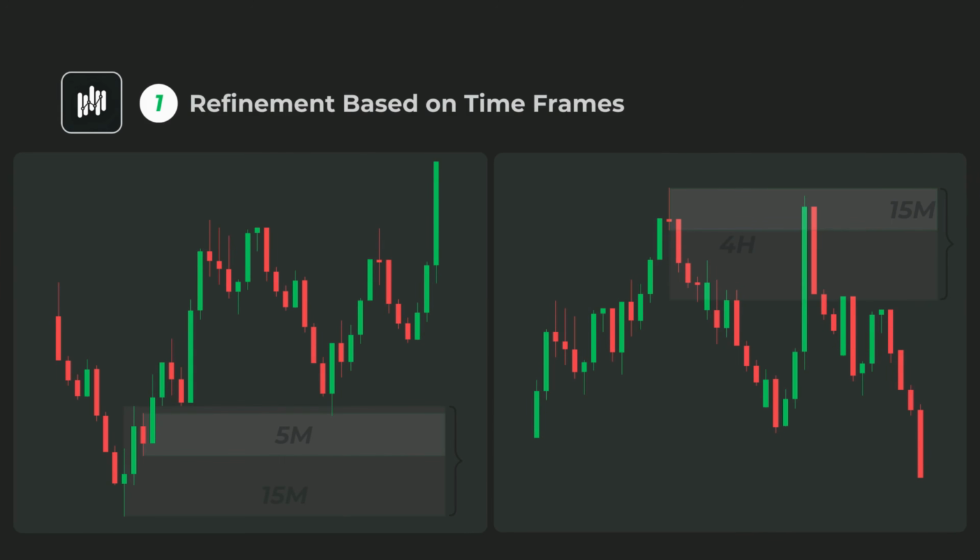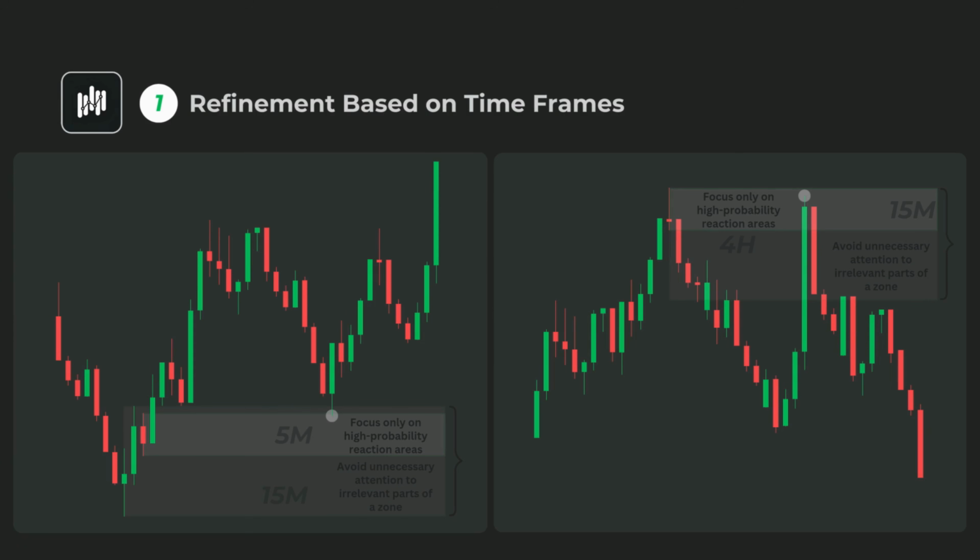This process is crucial because not all sections of a zone have the same strength or relevance. Some areas attract smart money and produce significant reactions, while others are less important. By refining zones based on time frames, you focus only on high-probability reaction areas. Understand where price is most likely to respond. Avoid unnecessary attention to irrelevant parts of a zone.